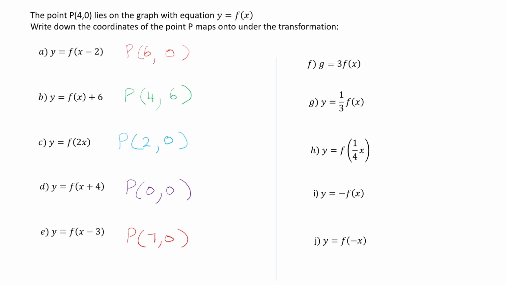Next one, g equals 3f(x). So the constant is multiplied outside the function. So the y coordinate is going to increase by 3. So the scale factor is 3 for the y coordinate. So the new point P, the x coordinate is not changed. So the 4, y coordinate 0. So 0 times 3 is 0.